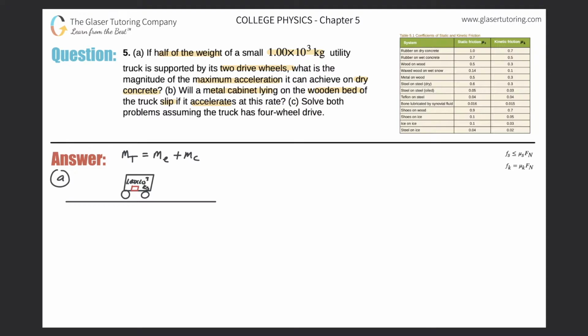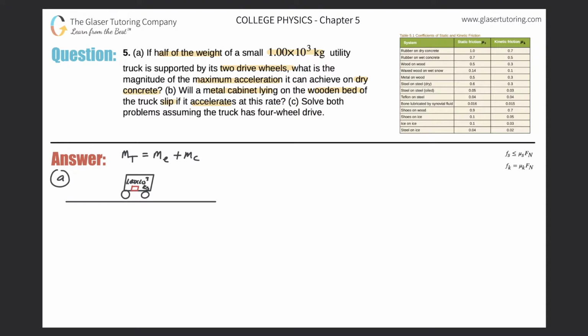Now, it's a little unclear if the 1 × 10⁻³ kilograms up at the top represents the mass of just the empty truck or the mass with the metal cabinet. Fortunately, we don't need it as we think through the problem, but I'm going to detail out over here that the total mass of the truck should be simply the mass of the empty truck plus the mass of the metal cabinet.